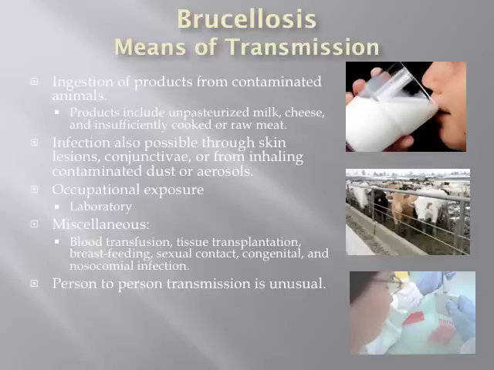Occupational exposure to brucellosis is also possible, not just in the agricultural industry, but also among laboratory workers. For this reason, it's recommended that if you ever suspect Brucella, you inform your laboratory very promptly. There are some miscellaneous ways that you can get brucellosis: blood transfusion, tissue transplantation, and also breastfeeding. It can be a sexually transmitted disease, congenitally acquired as well, and nosocomial infection also occasionally occurs. But remember for your boards that person-to-person transmission of Brucella is unusual and unlikely.